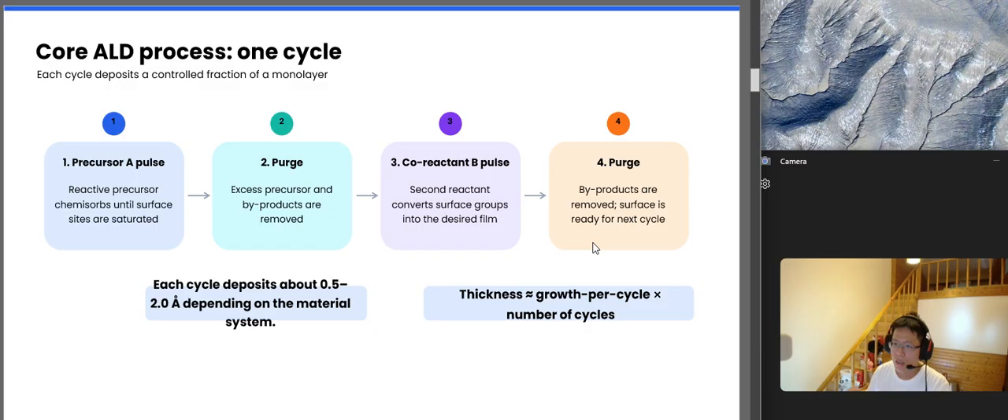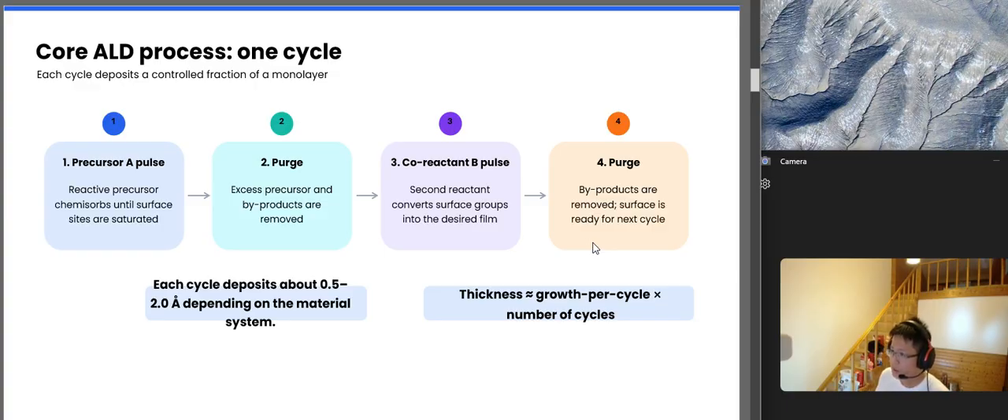And the core ALD process is this: we have the precursors and the reactants. When the precursor is introduced into the vacuum chamber, it will chemically absorb onto the substrate surface, and we purge some gas over the surface, and the purge gas will remove the byproducts or excess precursors.